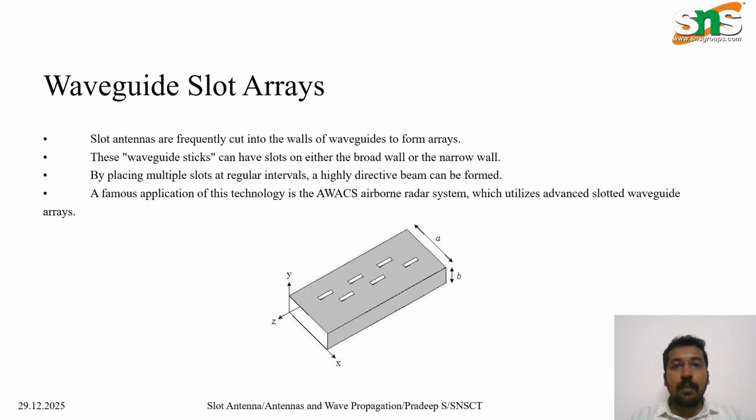Waveguide slot arrays. Slot antennas are often used in waveguides to form slot arrays. Multiple slots placed at regular intervals produce highly directional beams. These arrays are commonly used in radar systems, including airborne radar applications, because they provide high gain and reliable performance.